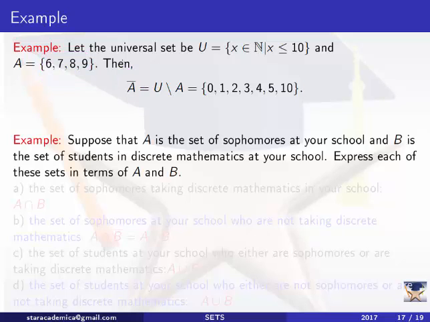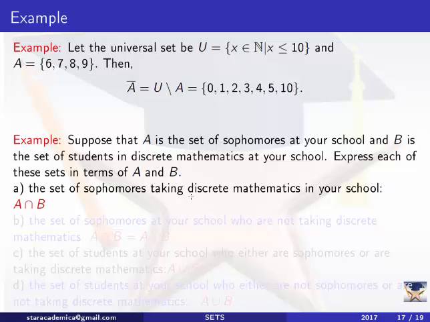Let's look at another example. Suppose that A is the set of sophomores at your school, and B is the set of students in discrete mathematics at your school. Express each of these sets in terms of A and B. The set of sophomores taking discrete mathematics in your school is A intersect B, because the students are sophomores and taking discrete mathematics, so it's the intersection, belonging to both sets.